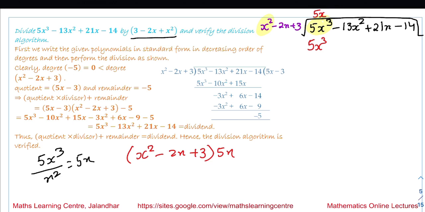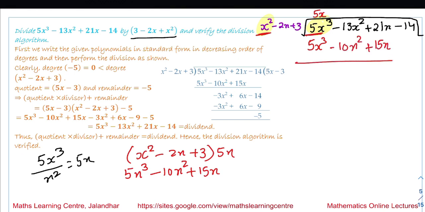Why have we taken this 5x? Because we want to cancel out this term, the term with the highest power. So it becomes 5x cube minus 10x square plus 15x, and we are writing this term over here, minus 10x square plus 15x. When you subtract these values, these two get cancelled, we are left with minus 3x square. This term will become plus 6x minus 14.